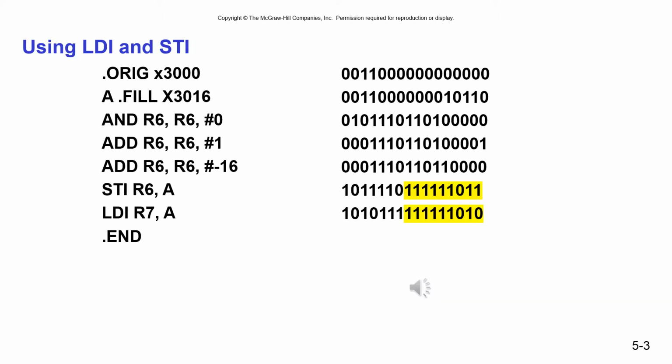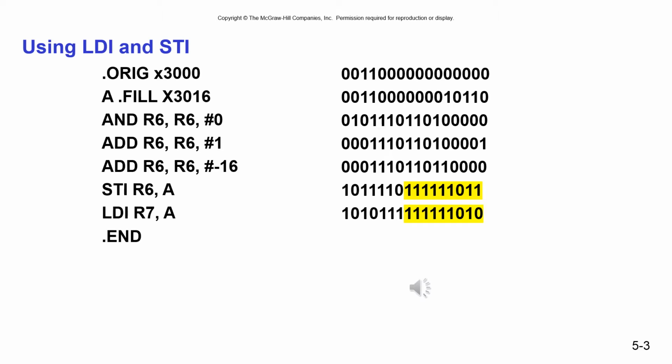So, as I mentioned, we're going to take this program, and I've already put it in Canvas so you can access it there. It's called LDI STI. We're going to run it through the assembly process. But before we do, I'd like to go over something new. If you're looking at this, you might be thinking, what's that .FILL x3016?